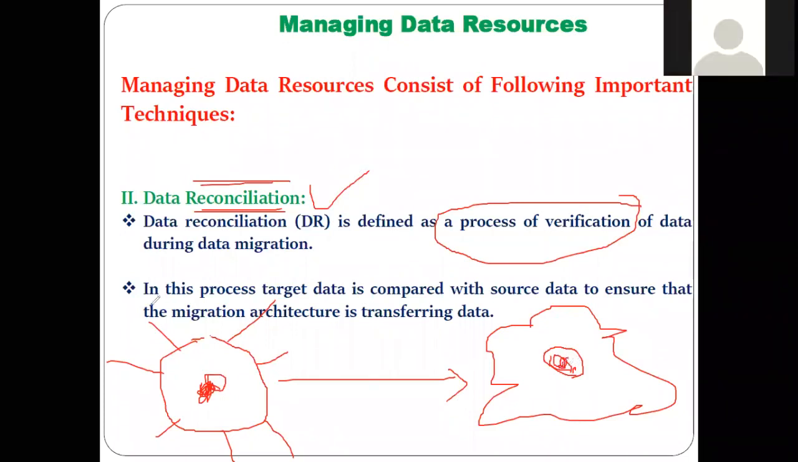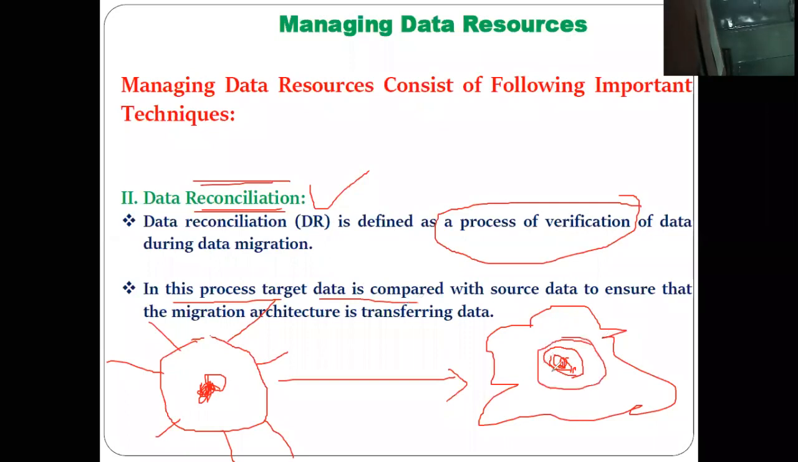Yes, sir. So here, the same thing I have mentioned in this process, which process? The reconciliation process. This is the target data and this is the source data. Yes, sir. It is the process where the target data is compared with the source data to ensure that the migration has done the transferring of data correctly.